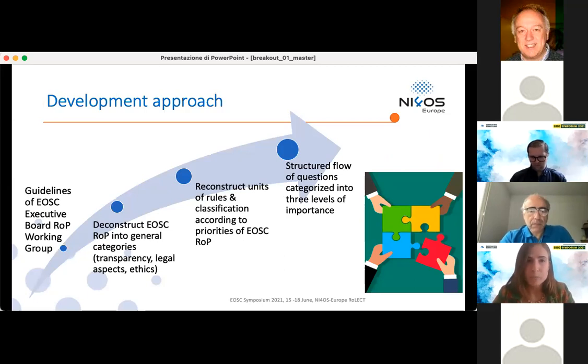So how it has been developed, this tool, as it has been mentioned during the previous session, the guidelines of EOSC rules of participation are very high level and generic. So this tool is based on those guidelines. We have undertaken a lot of legal work in order to break down those guidelines into general categories. And then we have reconstructed them into units of rules classified according to the priorities of EOSC rules of participation. As a result of this process, we have created a structured flow of questions categorized into 3 levels of importance: low, medium, and high. Next slide, please.